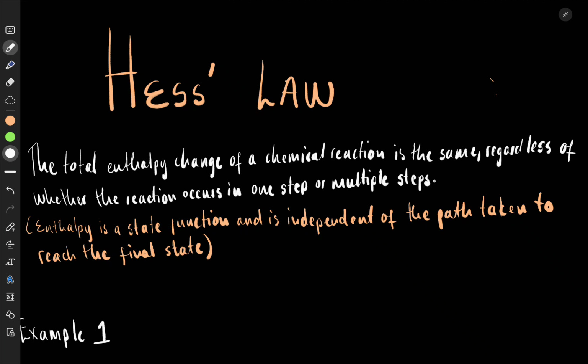If we are able to measure delta H of related reactions, we can then use Hess's law to change the ones that we have that are related to the one we want. That is what we're going to be doing with Hess's law. So let's see what it says.